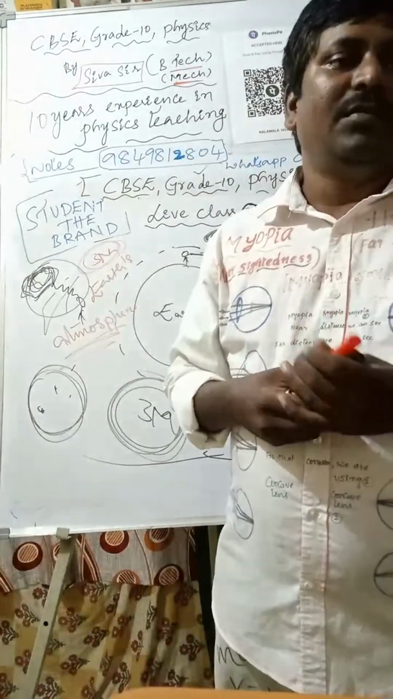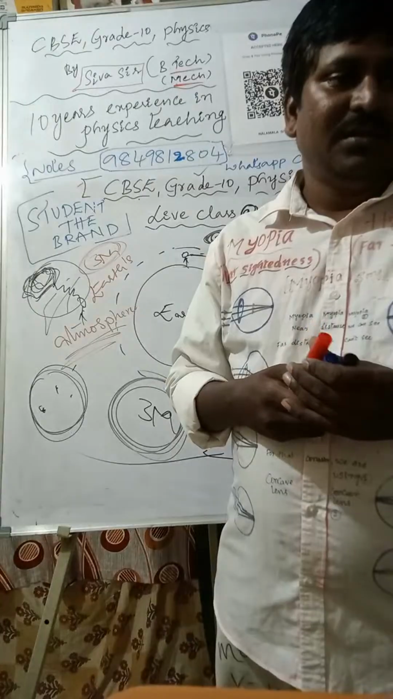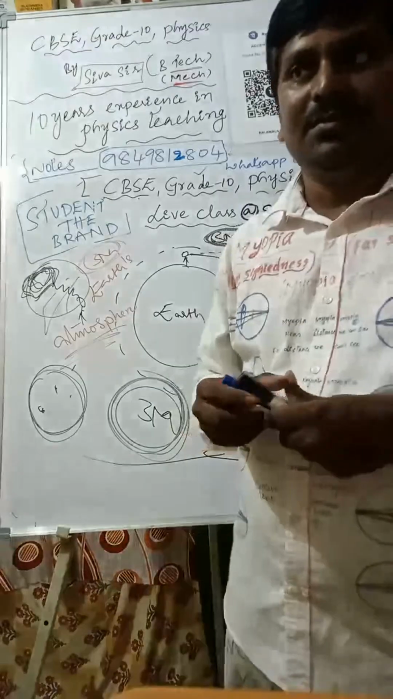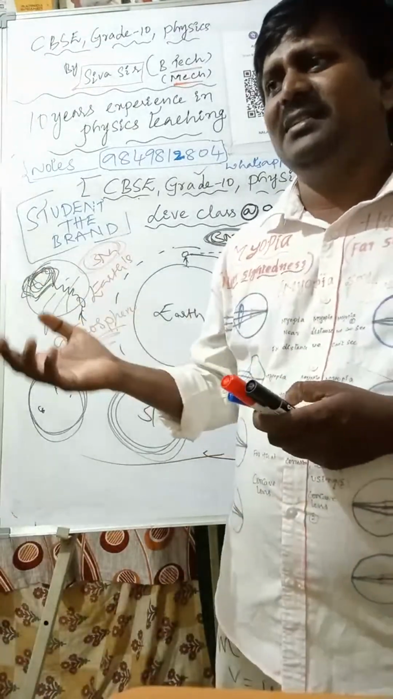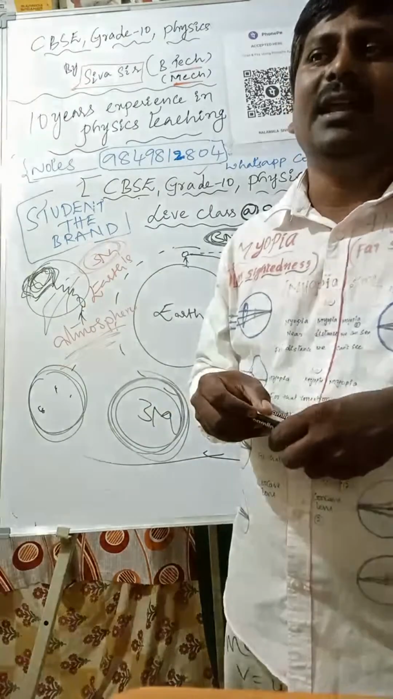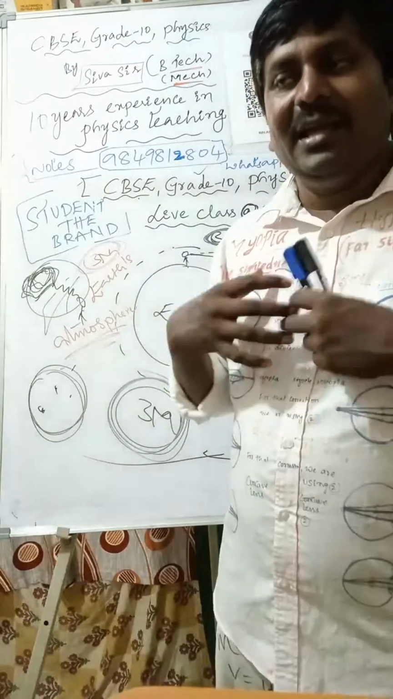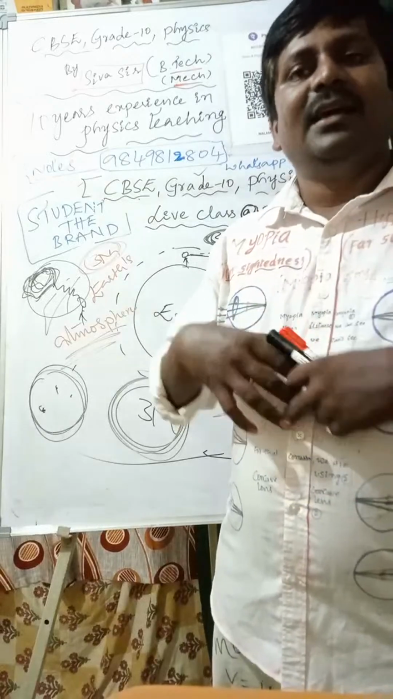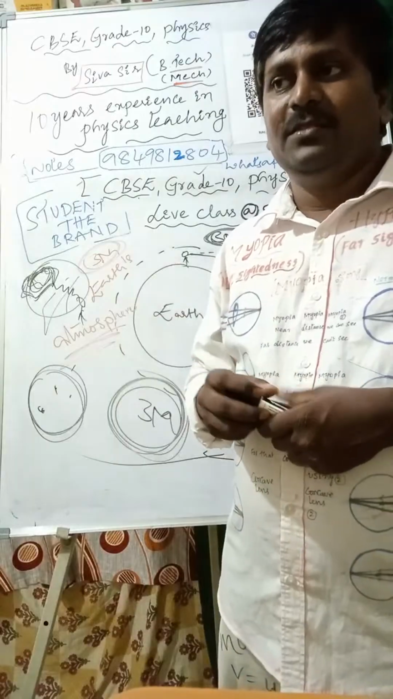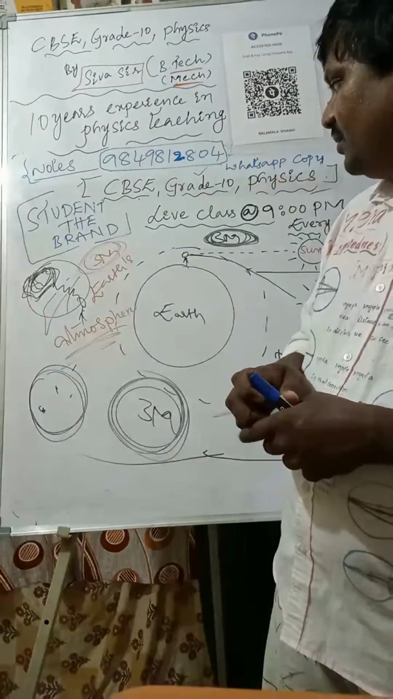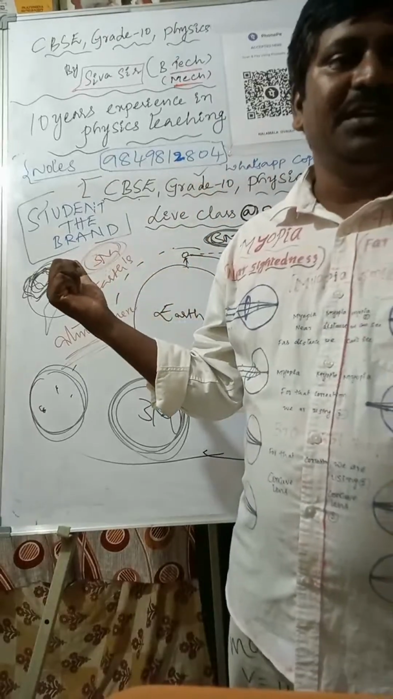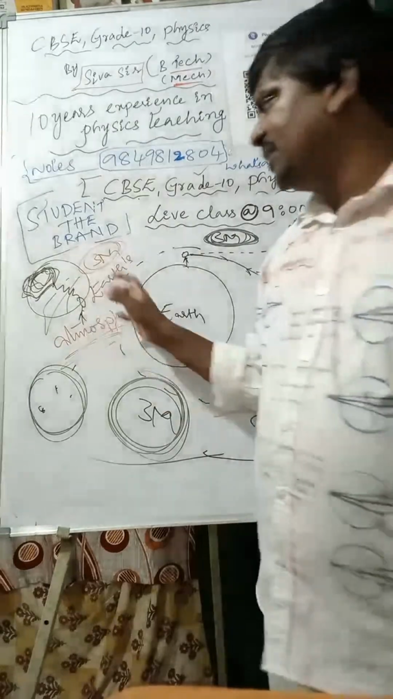So revolution again, around the sun, around the planets, like that. Our galaxy is the Milky Way galaxy, and there are many galaxies like ours, plenty. Okay, so that's enough. So this is about atmospheric refraction. I hope it is clear. So this is very important.